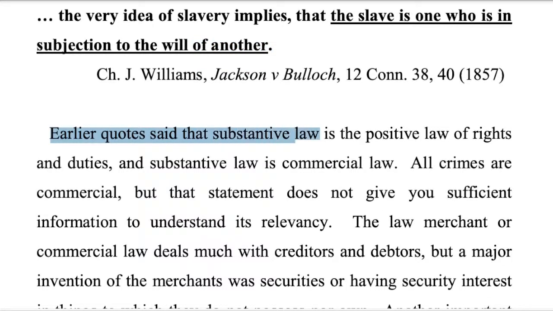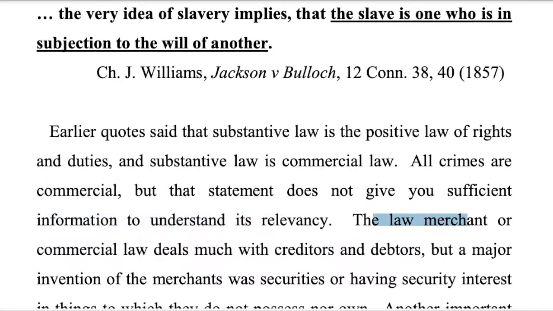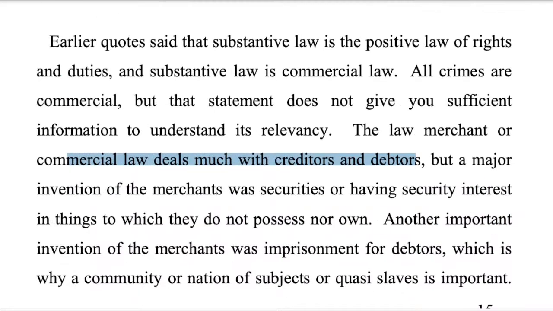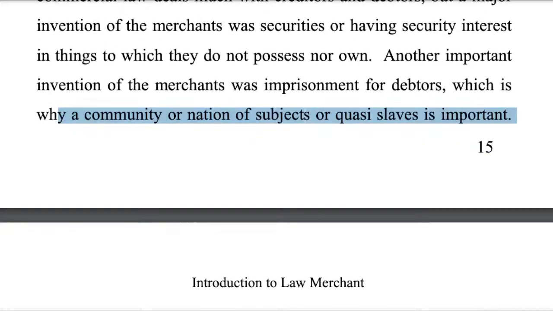Earlier quotes said that substantive law is the positive law of rights and duties, and substantive law is commercial law. All crimes are commercial, but that statement does not give you sufficient information to understand its relevancy. The law merchant or commercial law deals much with creditors and debtors, but a major invention of the merchants was securities, or having security interest in things which they do not possess or own. Possession. Another important invention of the merchants was imprisonment for debtors, which is why a community of nations of subjects or quasi-slaves is important.